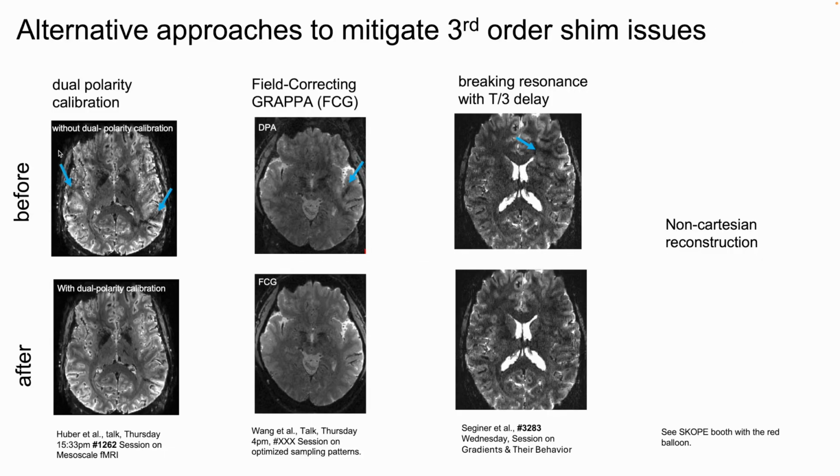Please also see other software solutions that might be able to mitigate these third order shim problems. For example, on Thursday, I will talk about dual polarity EPI calibration that can also mitigate these fuzzy ripples with a calibration approach. Nan Wang is going to talk about a field-correcting approach that's very exciting, that can also account for these fuzzy ripples. And Ami Segina is going to talk about a different way of breaking these resonances by including specific dead times in his EPI readout. Or you can also use a non-Cartesian reconstruction of your so-called Cartesian EPI.